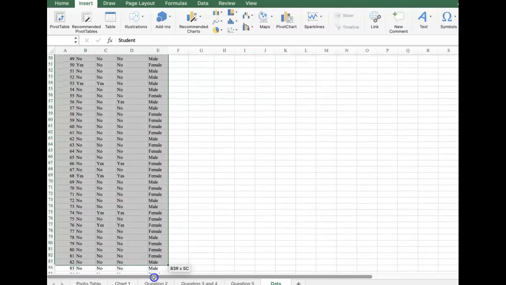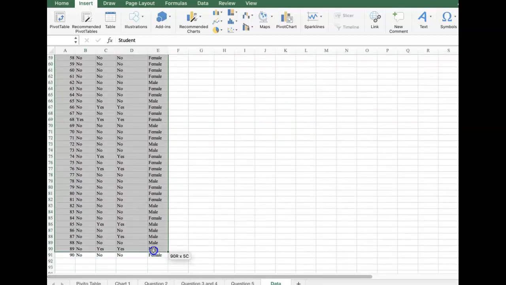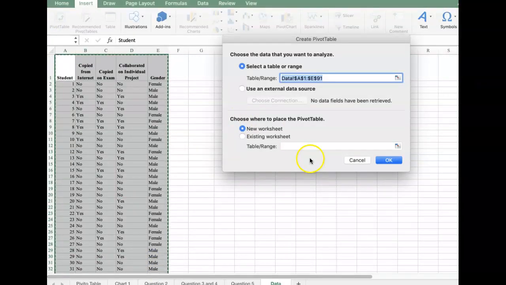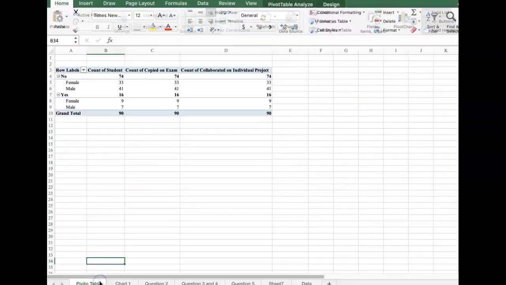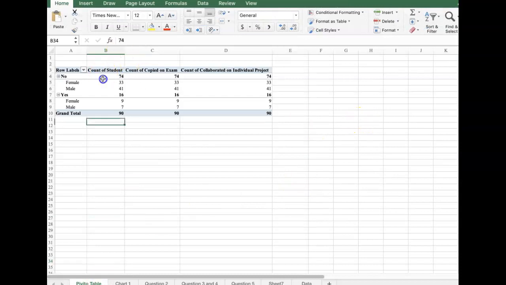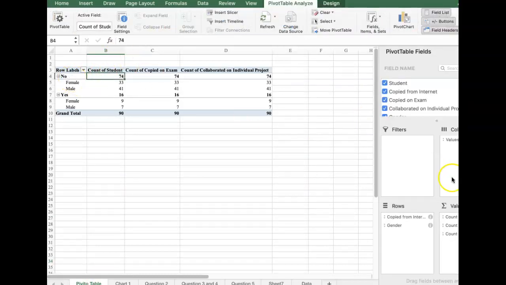And I go into my data in here and I create a pivot table. It says select a table range. It's already highlighted for me. New worksheet, and it comes out and it looks similar to this. I'm just going to go ahead and go back to mine, and then I click on this and I have my data here.